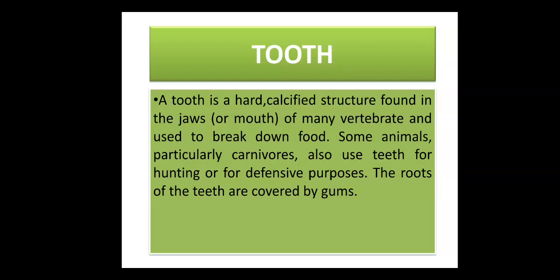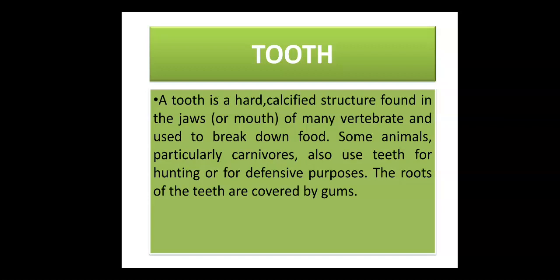That is very important for the mastication of food, because physical digestion occurs in the mouth with the help of teeth. As it is given here, it is a calcified structure, made up of calcium. Many animals, especially carnivorous animals, use the teeth for hunting as well as for defensive purposes. So this is all about the tooth.